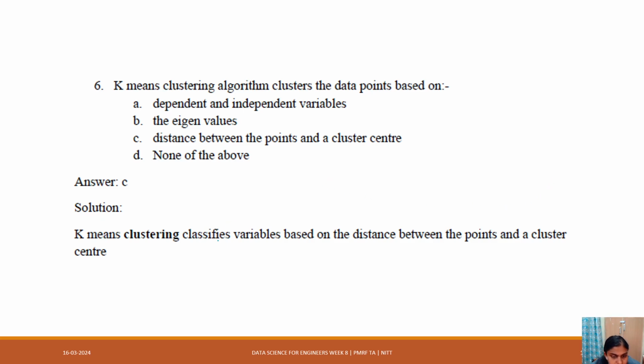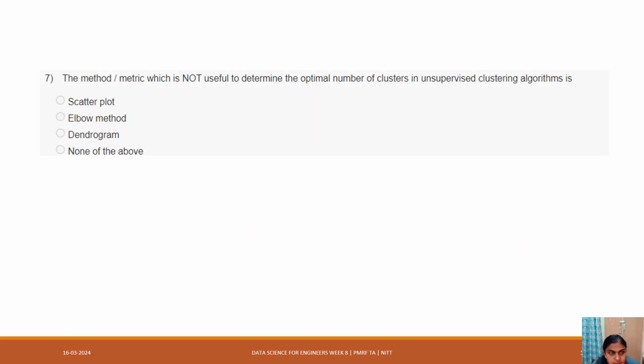K-means clustering classifies variables based on the distance between the points and a cluster center. Then, the method or metric which is not useful to determine the optimal number of clusters in unsupervised clustering algorithms is... You can give the answer for this one.